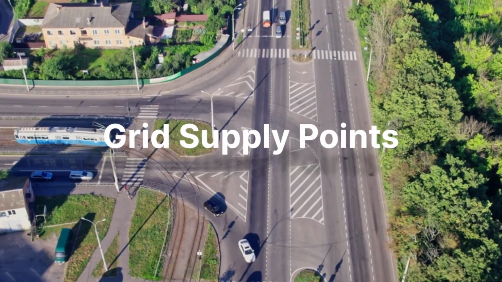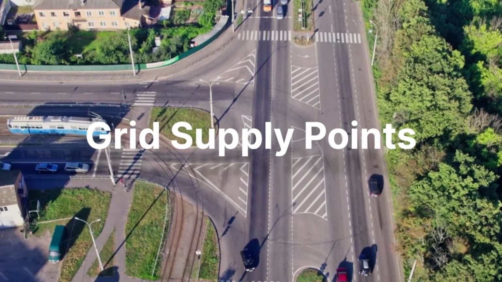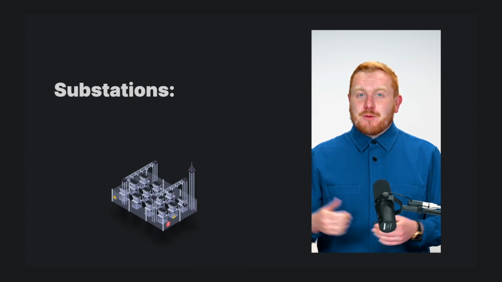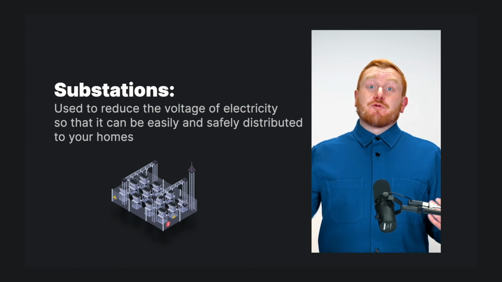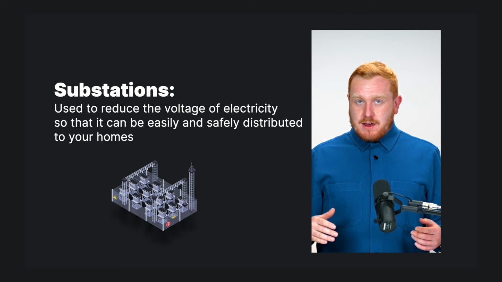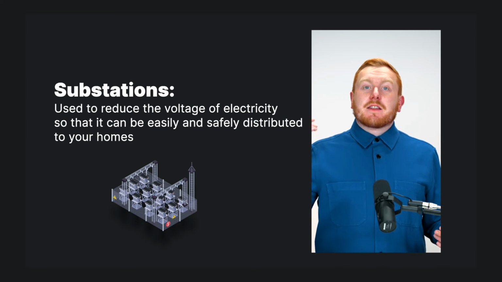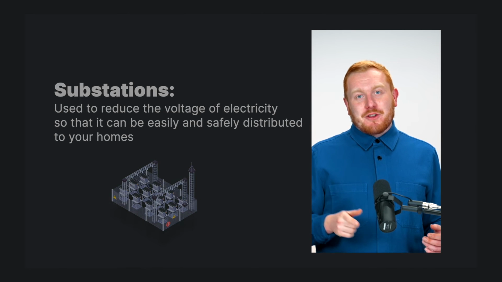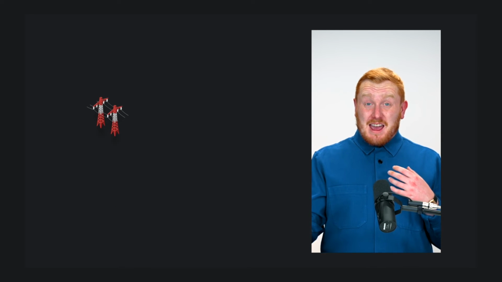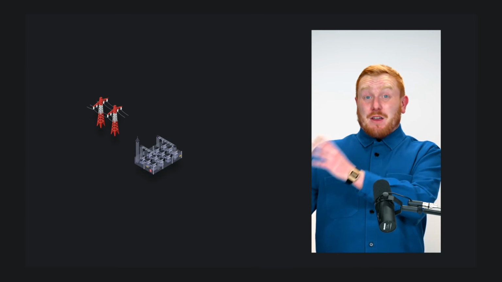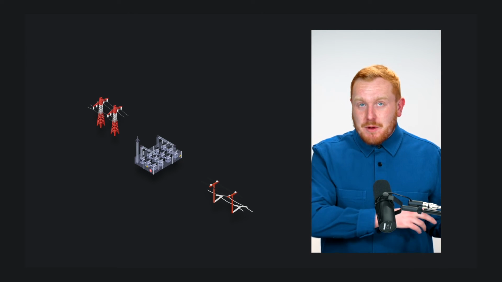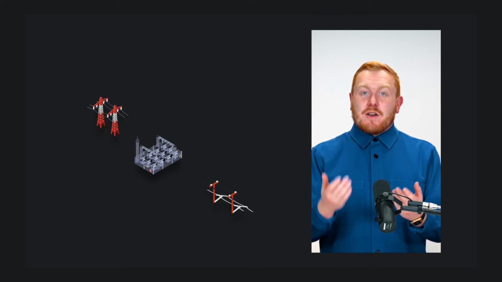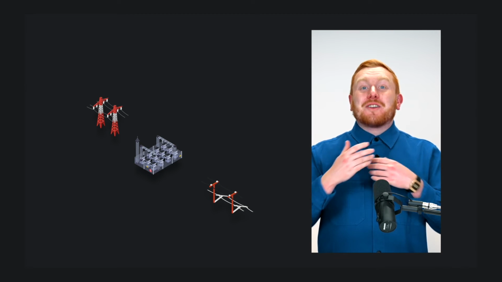Anyway, to get from a motorway to an A or B road, you need to transfer at a junction. In the electricity system, those junctions are called grid supply points. At grid supply points, we have substations, which reduce the voltage of electricity so that it can be easily and safely distributed to your homes. It's an intermediate stage to get goods from the manufacturer to the end consumer, and the distribution networks of the electricity system are no different.